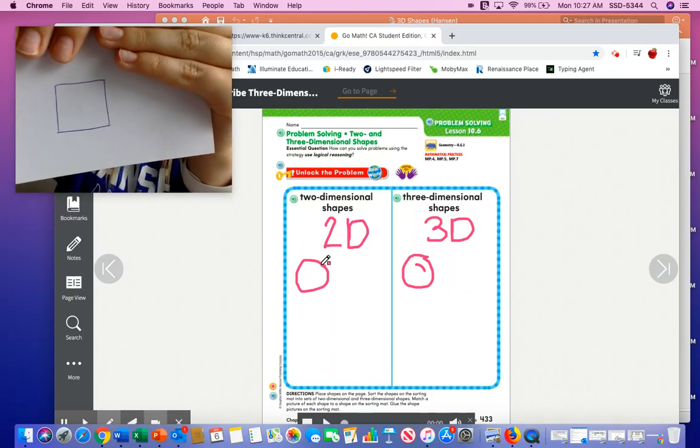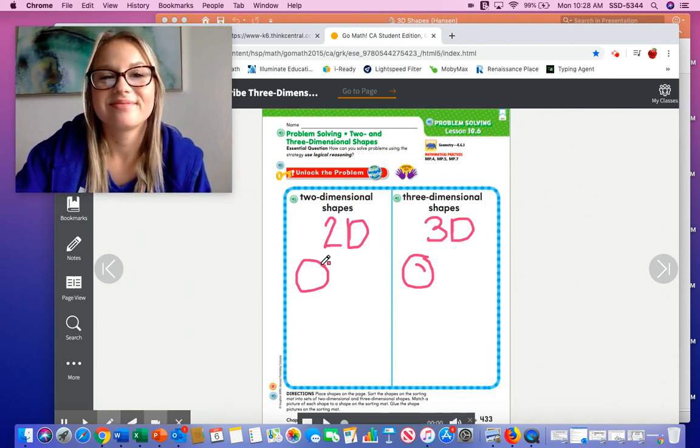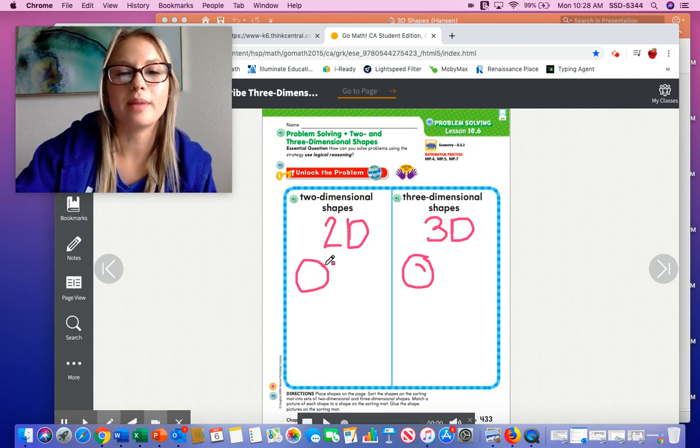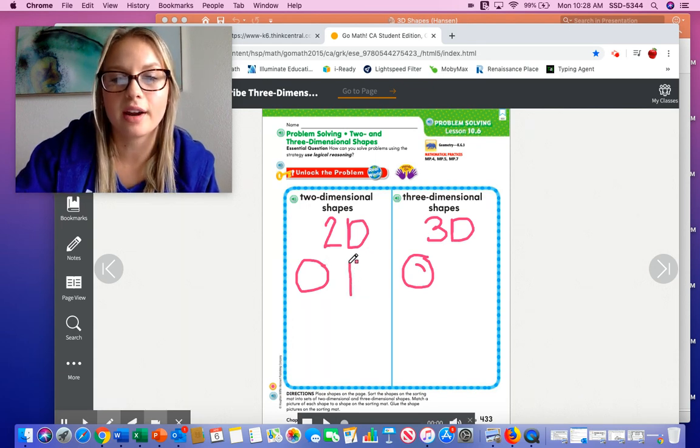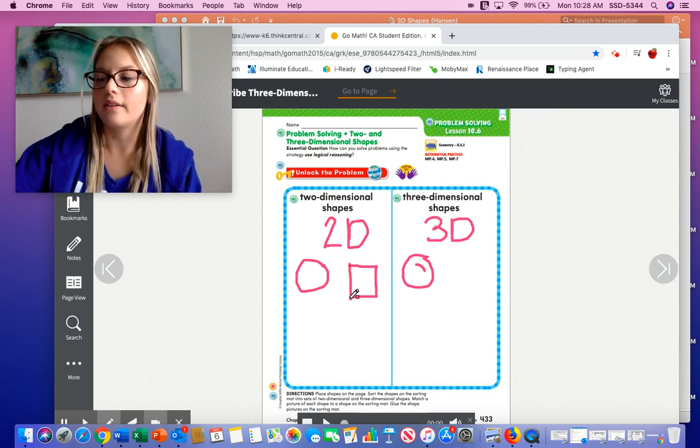Square. Is a square 2D or is it 3D? A square is two-dimensional, so let's draw our square. All right, next shape.